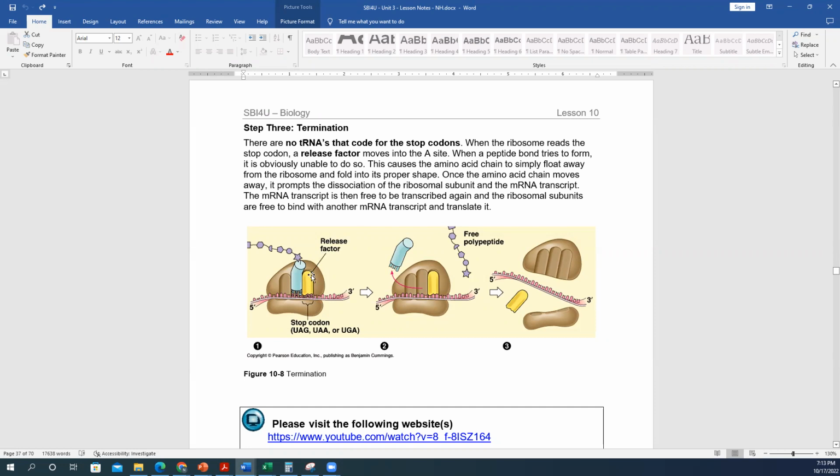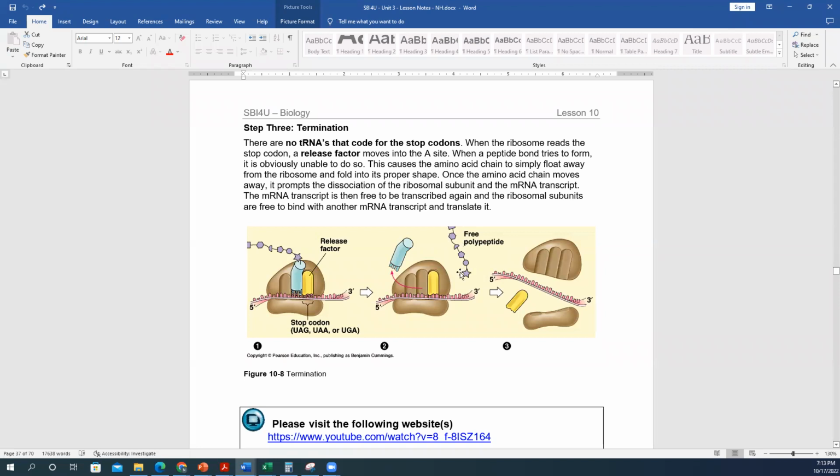And when the peptide bond tries to form here, it's not able to do so because there is no amino acid there. And this causes the amino acid chain to simply come off and float away from the ribosome. And because of the primary structure of the polypeptide, it will immediately start to form and adopt its proper shape.